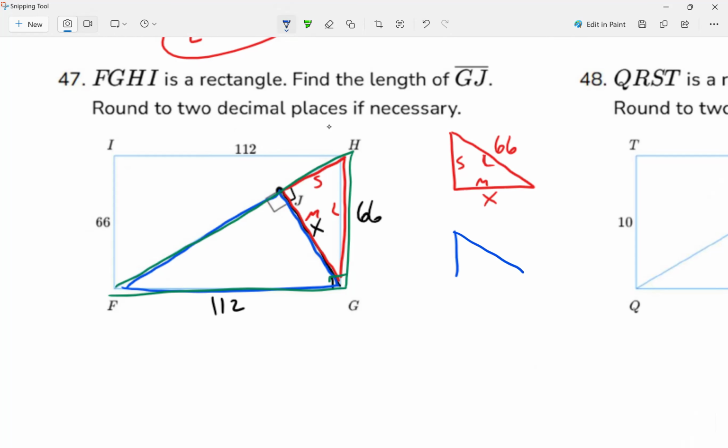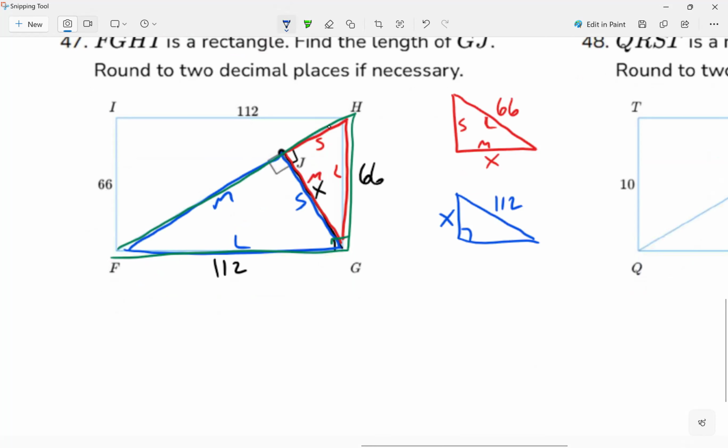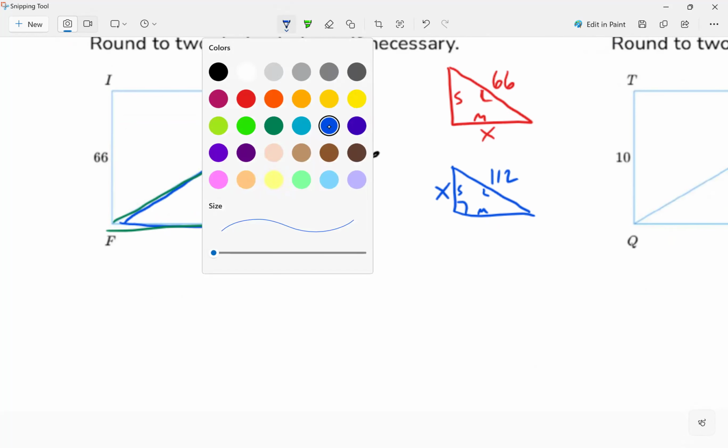From my blue triangle, these are not drawn to scale. I'm drawing about the same size. This is the small side, this is the medium side, and this is the large side. So the small side is X, the medium side is blank, and the large side is 112. I cannot use those two triangles yet because I don't have corresponding sides. From one triangle I have the medium and large, and from the other triangle I have small and large. So no, not quite yet.